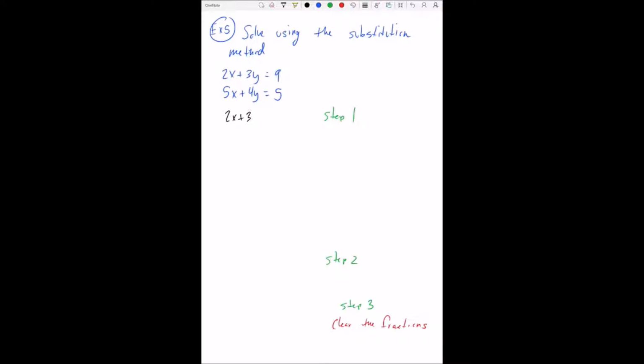We got 2x plus 3y equals 9. And here, I'm going to solve for x. So I'm going to subtract 3y. So we got 2x equals negative 3y plus 9, divided by 2. So we get x equals negative 3 over 2 y plus 9 over 2. Now what we're going to do with that, step 2, we're going to plug it in into the equation we didn't work with as x.